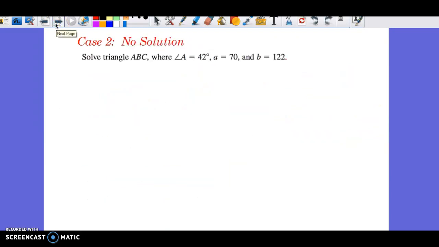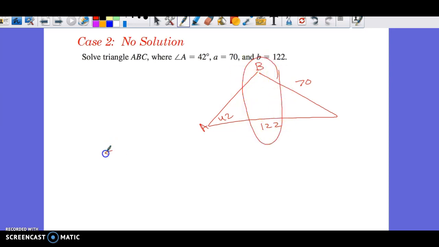Okay, I do want to show you a no solution problem. So we've got angle A is 42. I put that in the wrong place. And B is 122. Okay, so this time I'm going to find angle B.